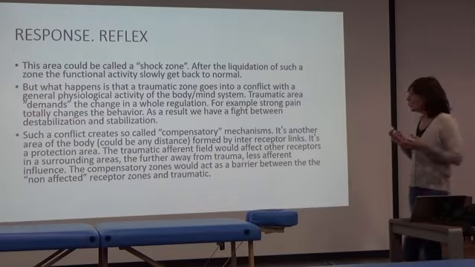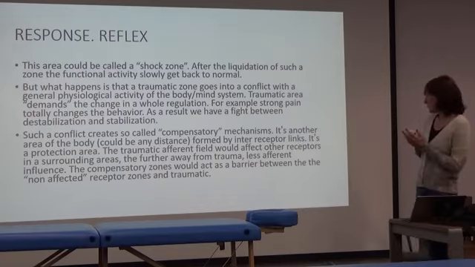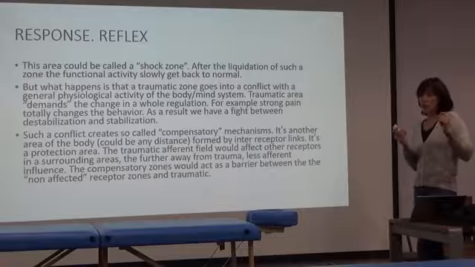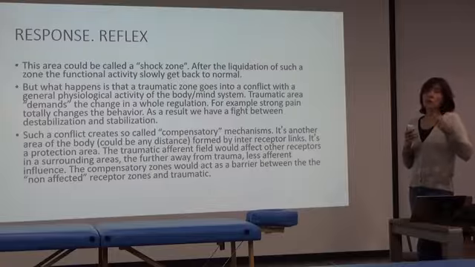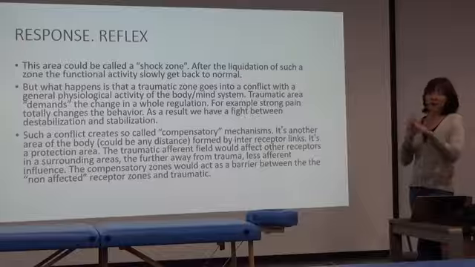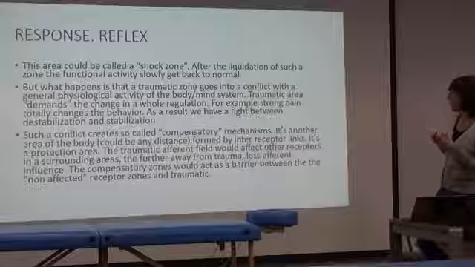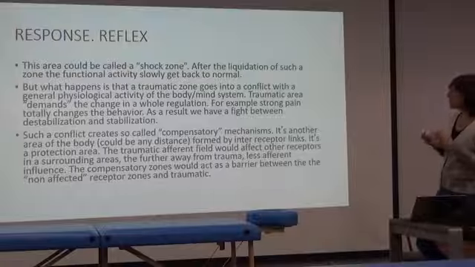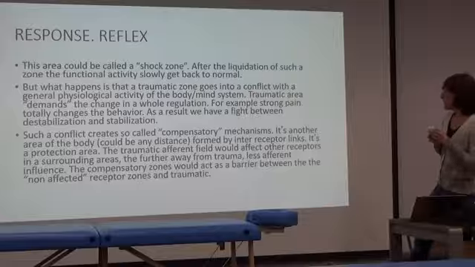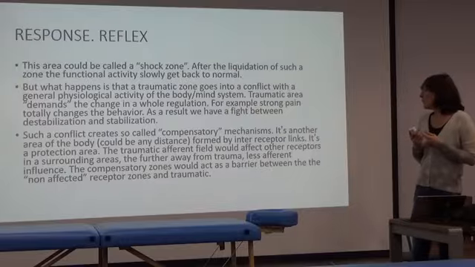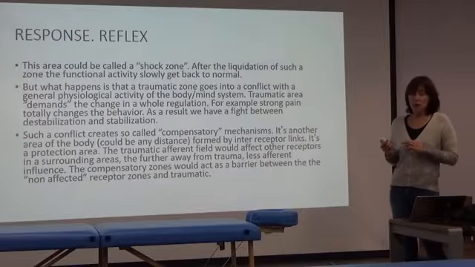The compensation could be in another part of the body, and those parts of the body are going to be oversensitive to any kind of stimulation. And then the traumatic afferent field would affect other receptors in surrounding areas. And the compensatory area would act as a barrier between the non-affected zones and affected zones.